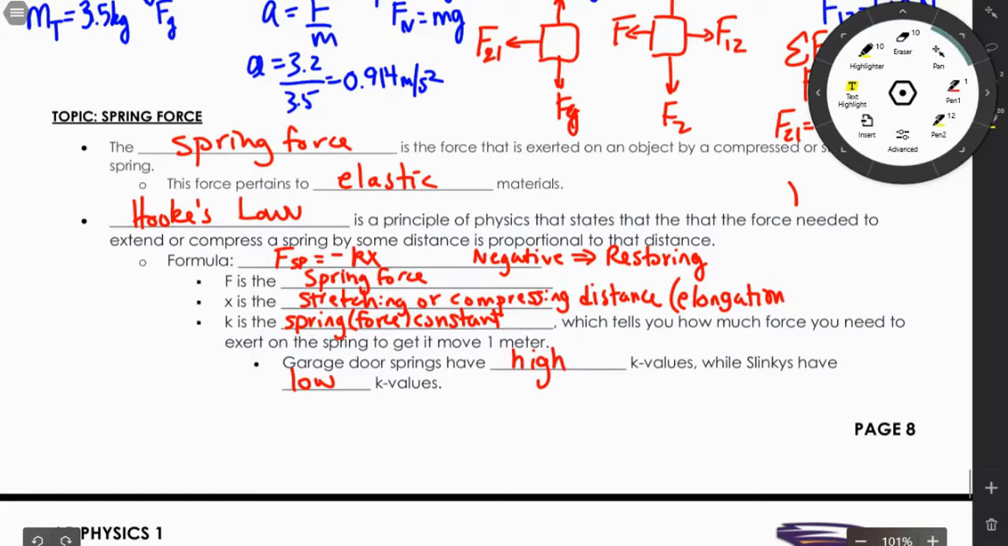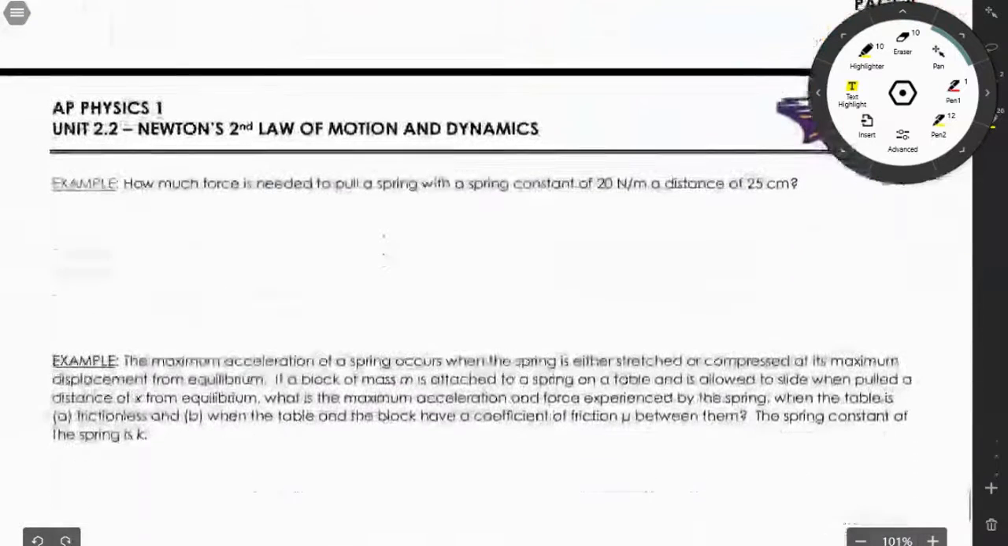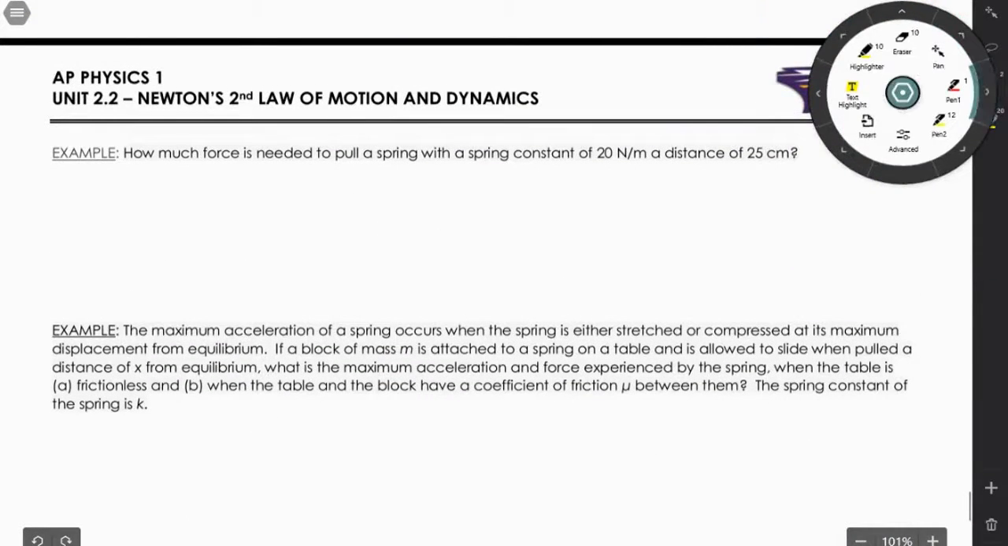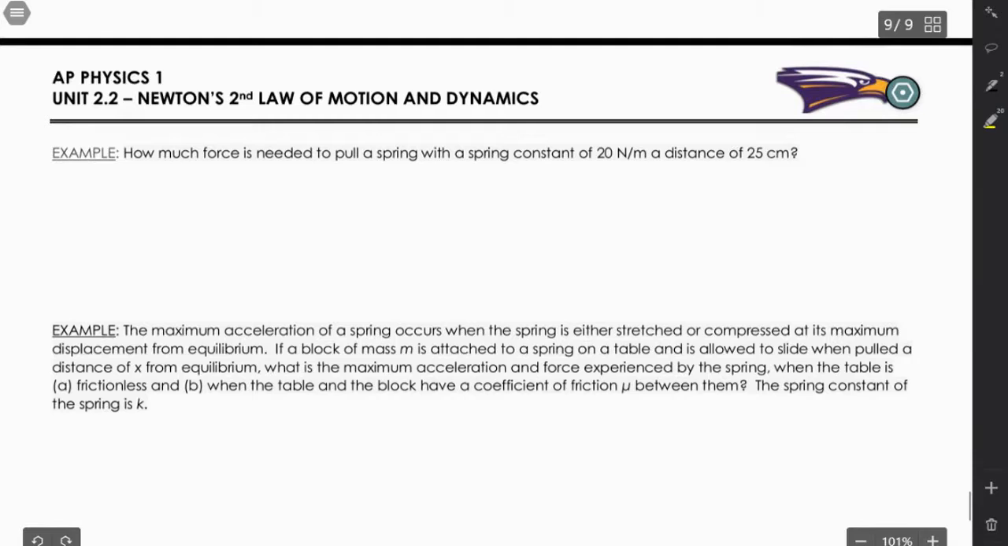Let's look at a couple examples. How much force is needed to pull a spring with a spring constant of 20 newtons per meter a distance of 25 centimeters? You do need to be careful. They give us k, 20 newtons per meter, and then they give us a distance, which is our elongation, of 25 centimeters.